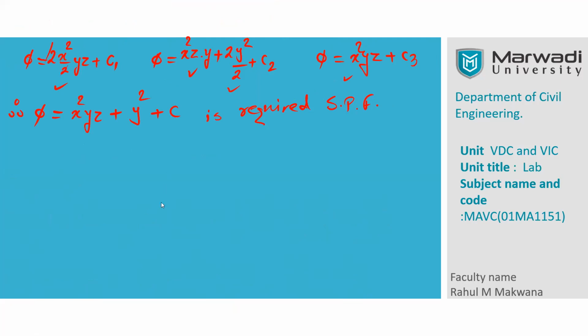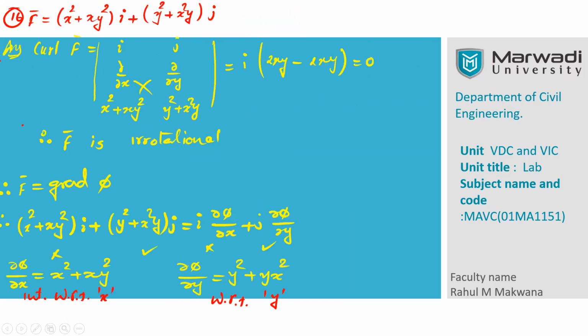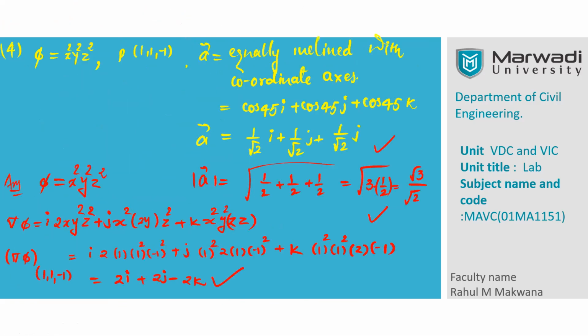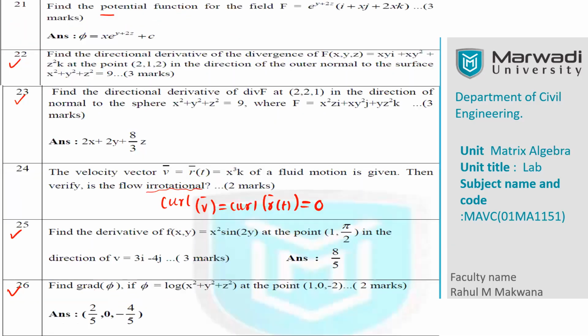Okay. Now you will do the questions of scalar potential function. The remaining questions of scalar potential function: the 21st and 24th. Do the 21st and 24th only.